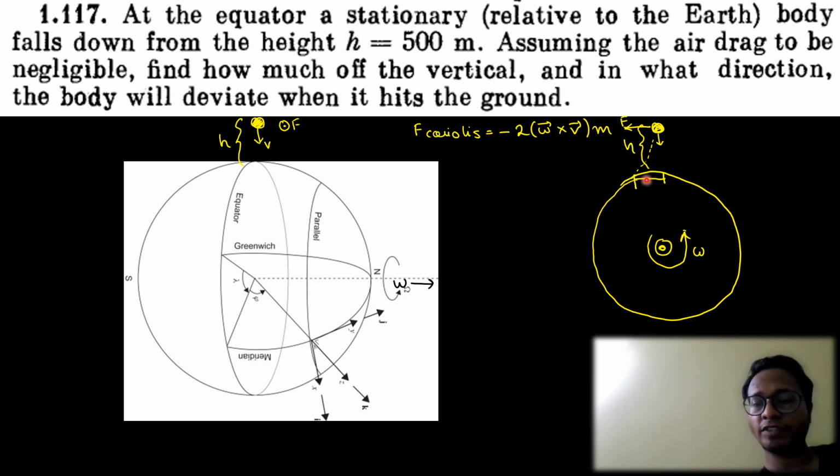What is the deviation of this particle? Okay, you have to find it out. See, if Coriolis force was not there, the particle would fall out here. Due to Coriolis force, the particle shifted by this much distance. The question is asking what is this deviation? So how do we solve this one?